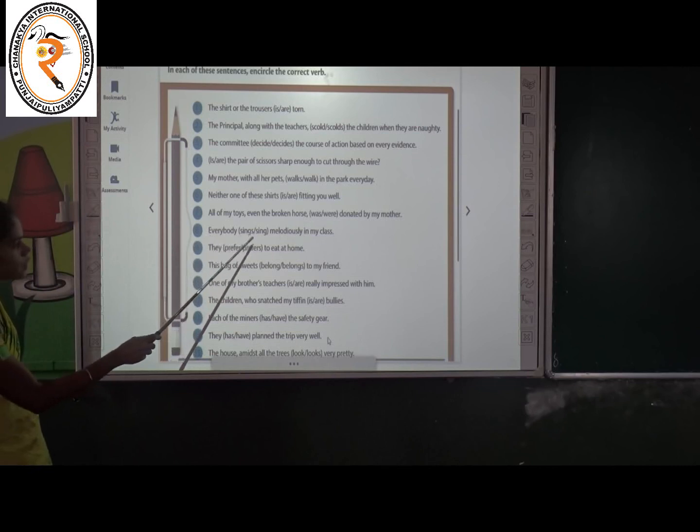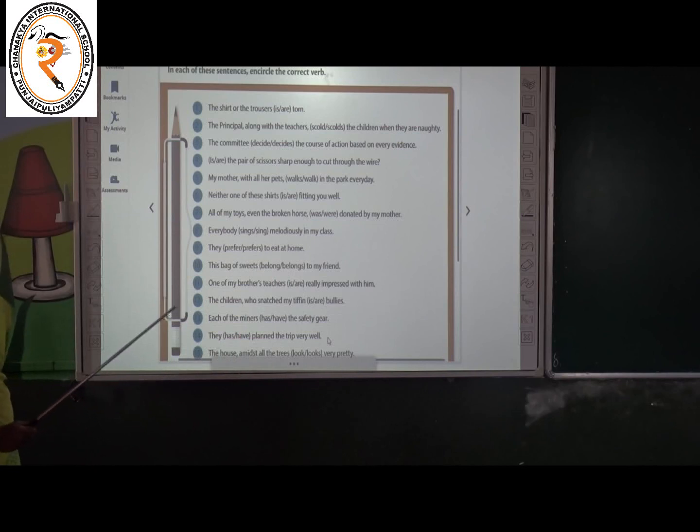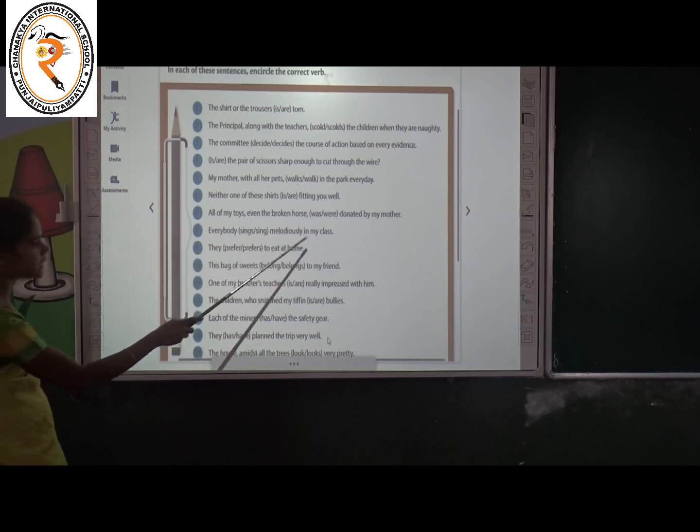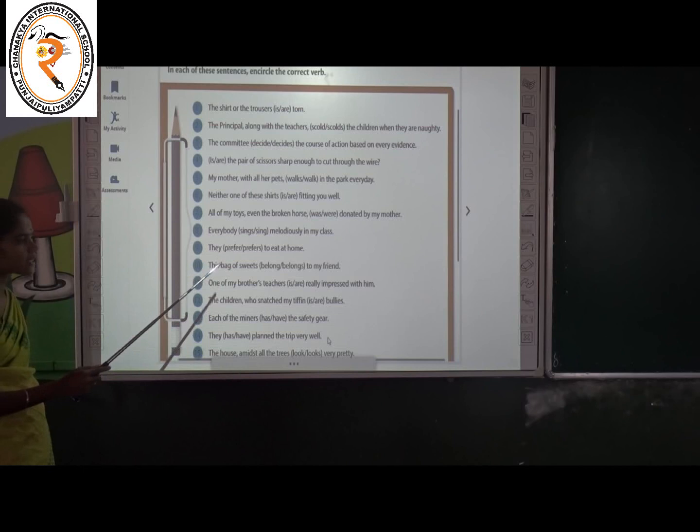And the eighth one, everybody sing or sings melodiously in my class. The correct verb is sings. Everybody sings melodiously in my class. Okay. And the ninth one, they prefer or prefers to eat at home. So what is the correct verb? It is prefer. So you have to answer prefer.